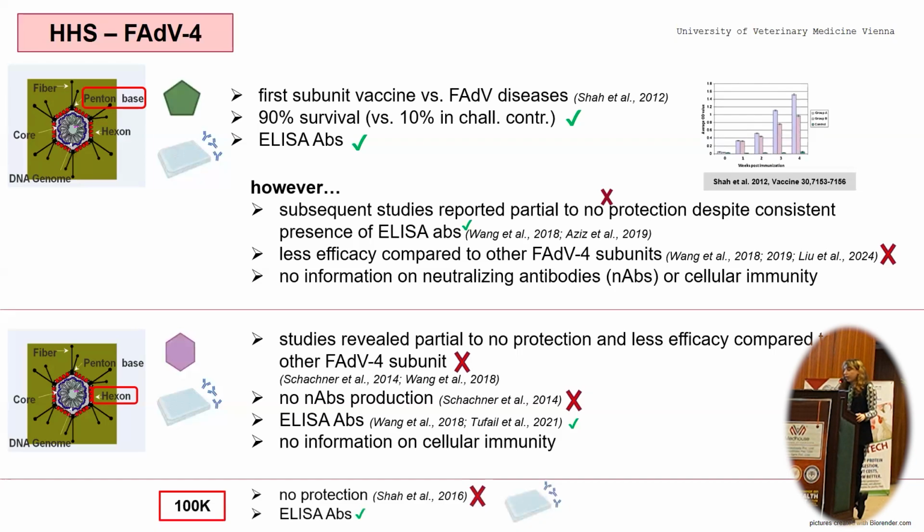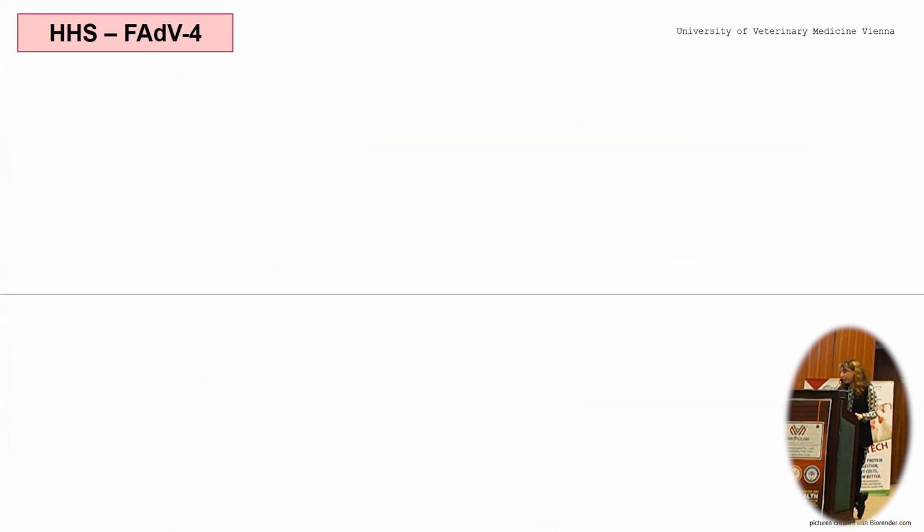So there is also one study that checked a minor structural protein, the 100K. They found no protection there despite the presence of ELISA antibodies. So nobody else, again, went in that direction.